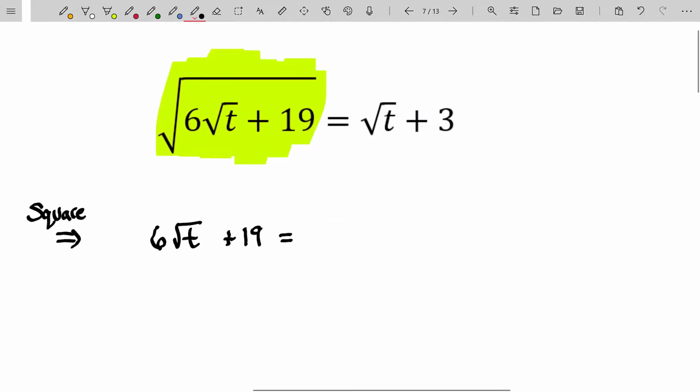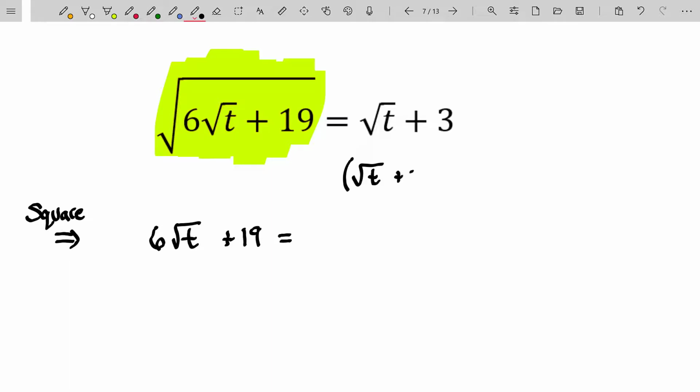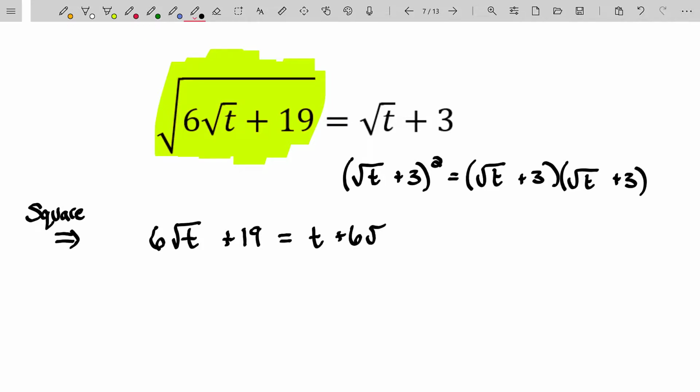Now I'm going to zoom in a little bit just because my pen gets shaky when I'm zoomed out so much. Remember, you're squaring this entire right hand side. So that'd be the square root of t plus 3 being squared. When you do that, that's the same thing as the square root of t plus 3 times the square root of t plus 3. And that should not be anything crazy. It's just t plus 6 root t, and then plus 9.